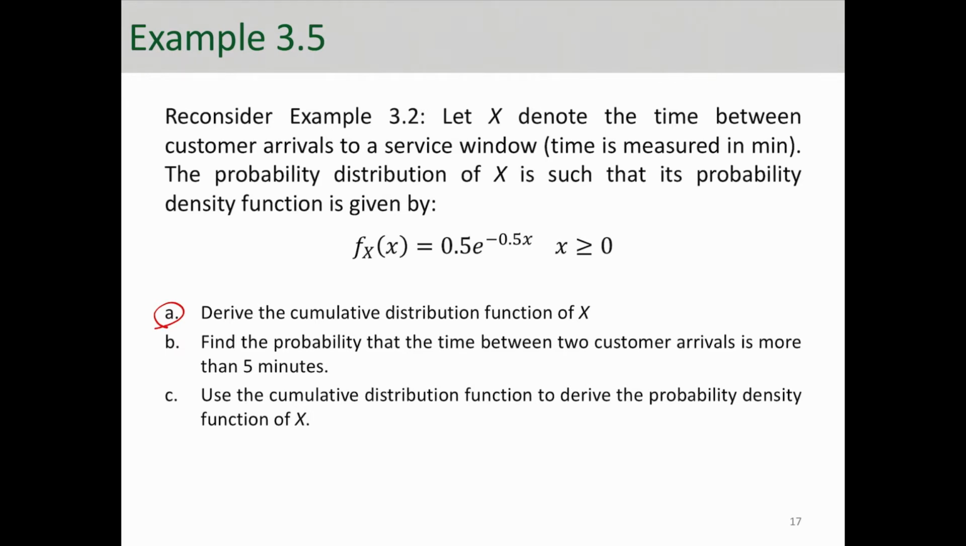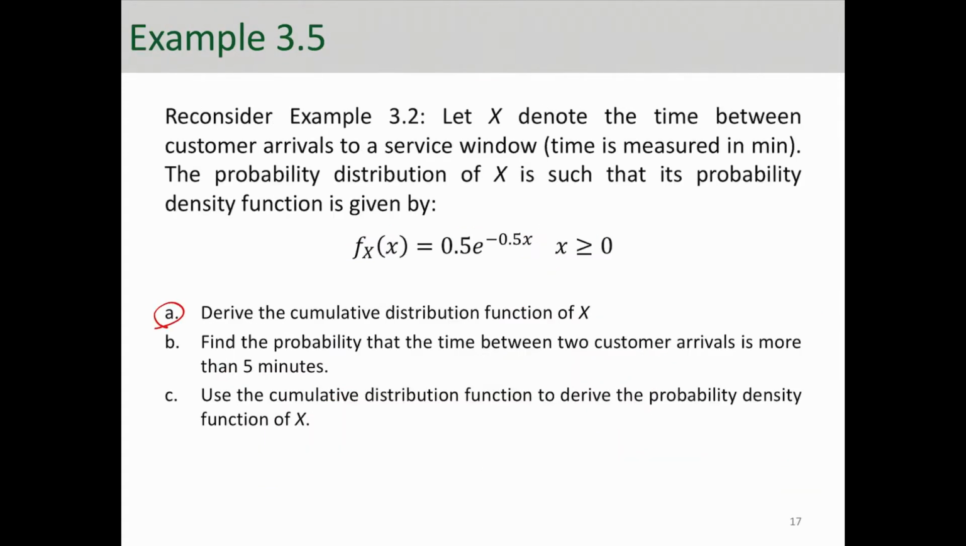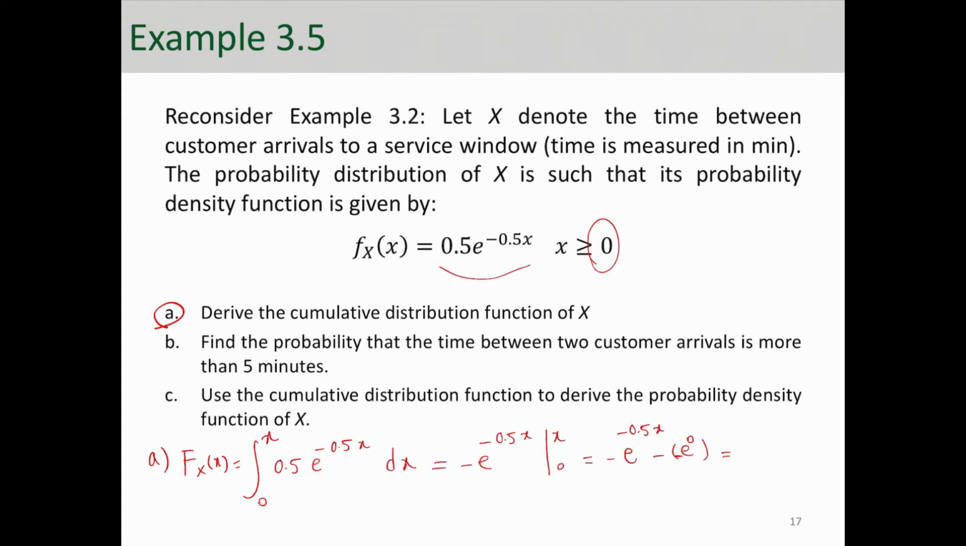So same as what we learned here, if you are deriving the CDF function from a given PDF function, you've got to integrate from the beginning point of the range of that random variable to X. So let's go ahead and do it here. Integrating the PDF function from 0, the beginning of the range here, to X, you will get 1 minus e to the negative 0.5 times X. And that is your CDF function for random variable X.